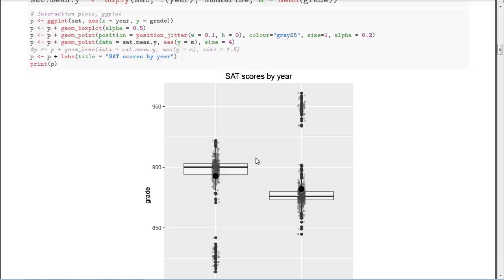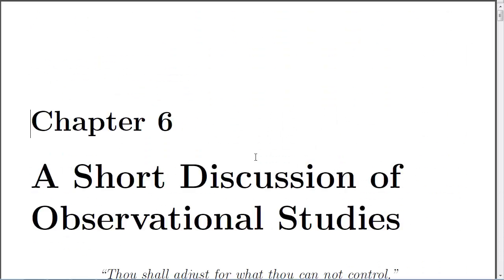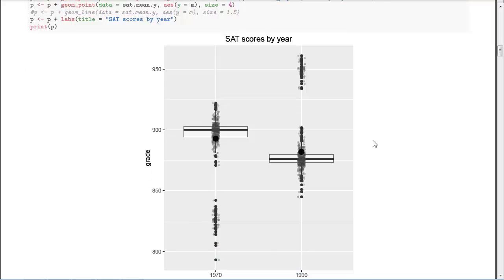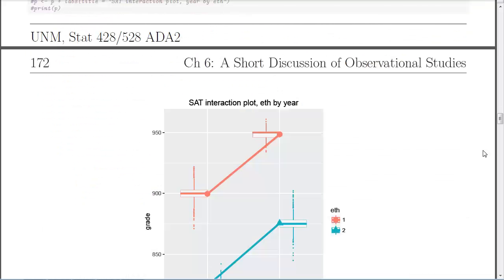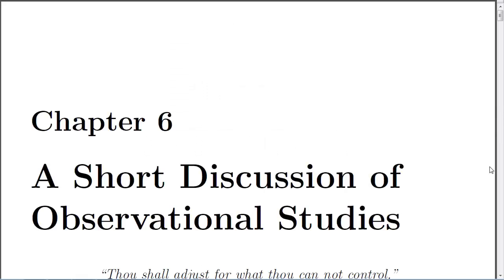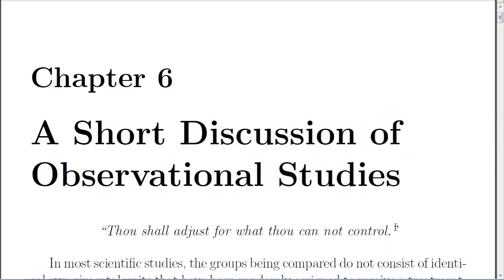The degree of being misled typically isn't as big as this, going from a decrease of 10 points overall to an increase of 50 points within each group. But it can still be wrong enough that you miss important features in the data. So adjust for what you can't control, and do this whether you're doing controlled experiments or observational studies.